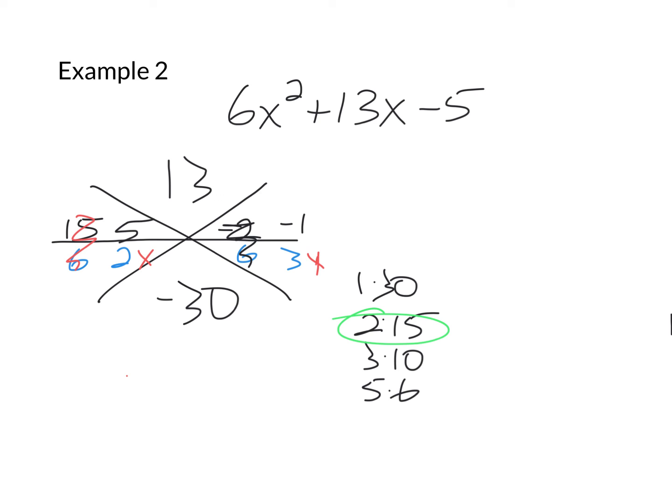All right. And then when we write our binomials using this strategy of setting up these fractions, we write it from the bottom up. So 2x plus 5 and 3x minus 1 is going to be our factors, our binomial factors of this quadratic. 2x plus 5 and 3x minus 1. Okay, that is a look at factoring trinomials or factoring these quadratic functions, finding the binomial factors.